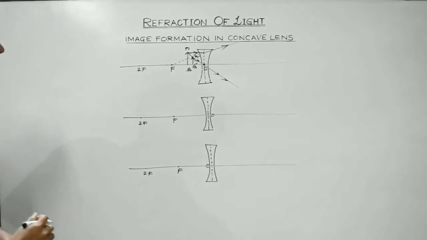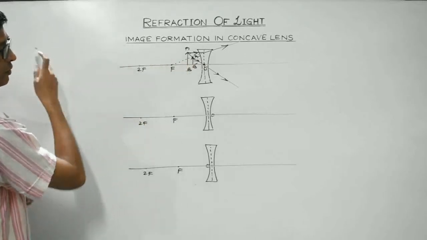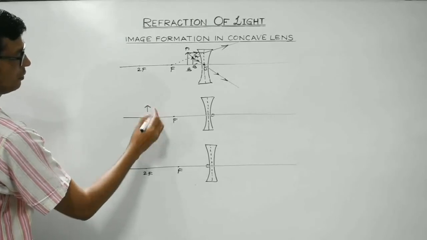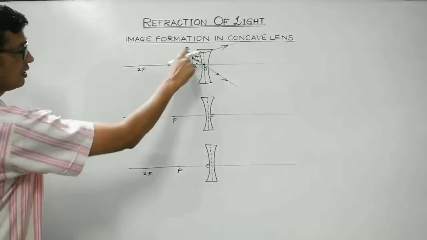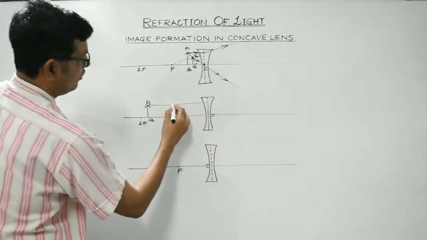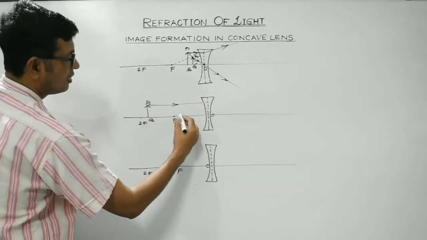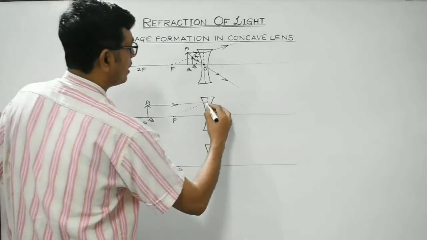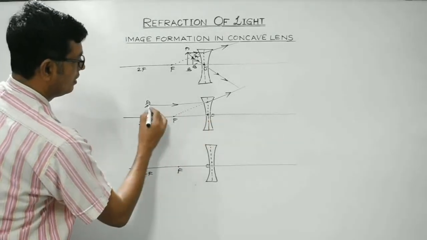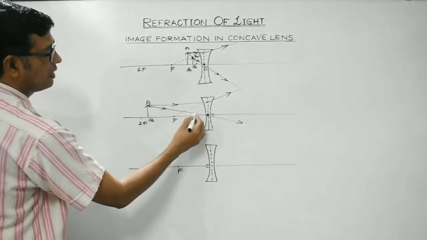Clear, students? Okay. Second, if I take the object farther away from the lens, suppose here is the object. Please ensure to draw the same size, right? We are dealing with the same object. So this is A. Now let's check where the image is formed. Again, as per the rule, a ray parallel to the principal axis after refraction will appear to be coming from the focus. And second, a ray passing through the optical center will remain undeviated.